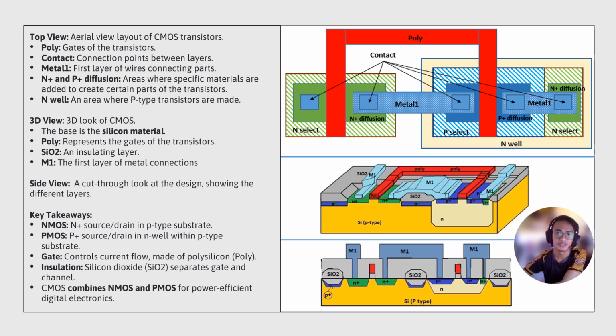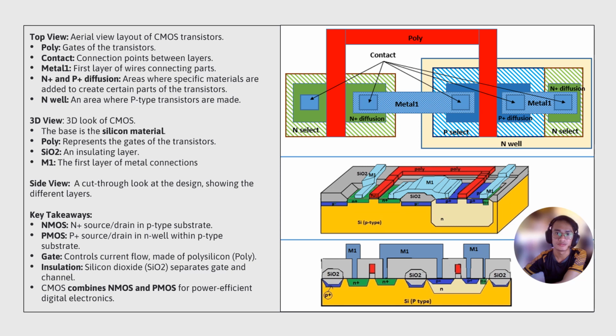At the 3D view, it shows the perspective of the CMOS structure in 3D. You can see the silicon substrate at the bottom, which in this case is P-type. The N plus and P plus regions represent the doped source and drain regions for the NMOS and PMOS transistors. Poly is the red regions that represents the polysilicon gates. SiO2 represents silicon dioxide, which is used as an insulating layer. M1 represents the first metal layer used for interconnections.